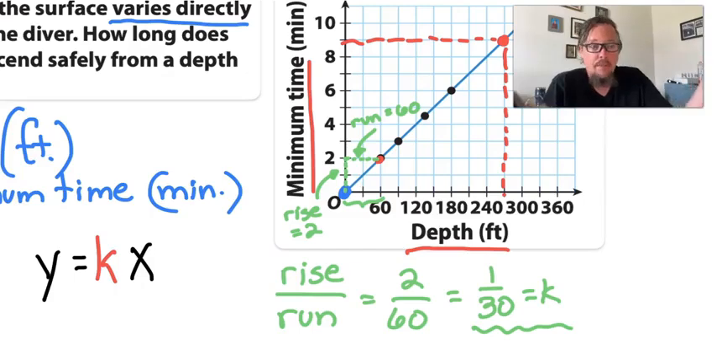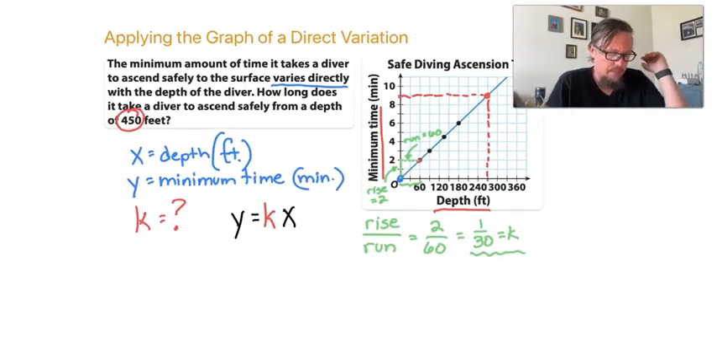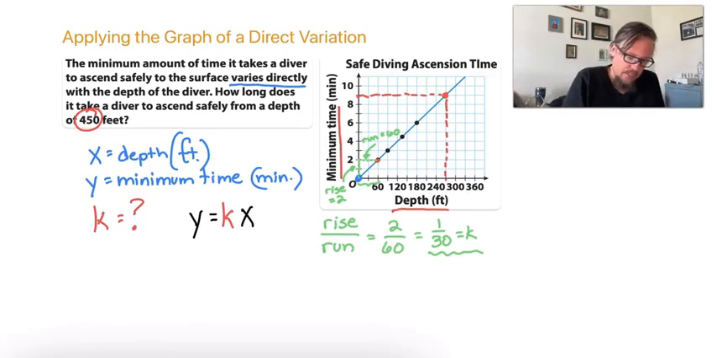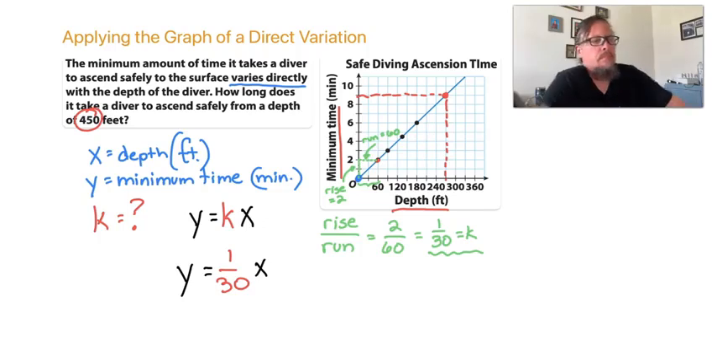All right, so now I have enough information to write my equation. My equation was y equals kx, and I now know that k is 1 over 30. So y equals 1 over 30 x. Now I've done part one, which is to find the equation. But the reason we found the equation was so we could do part two, answering the actual question: how long does it take a diver to ascend safely from a depth of 450 feet?